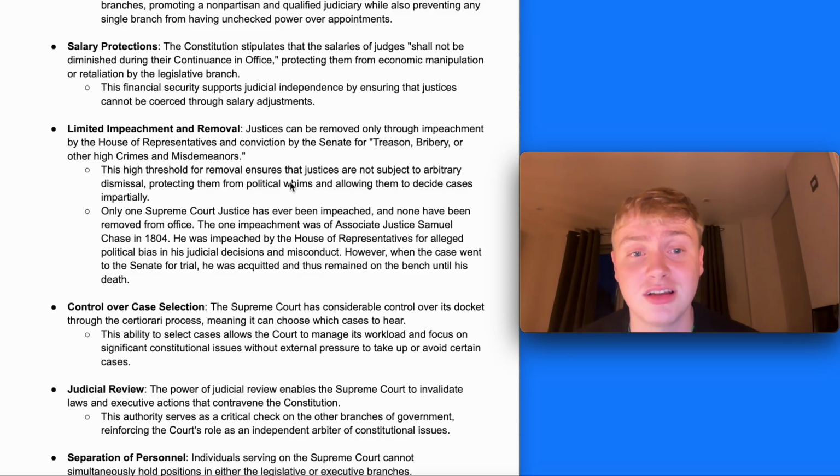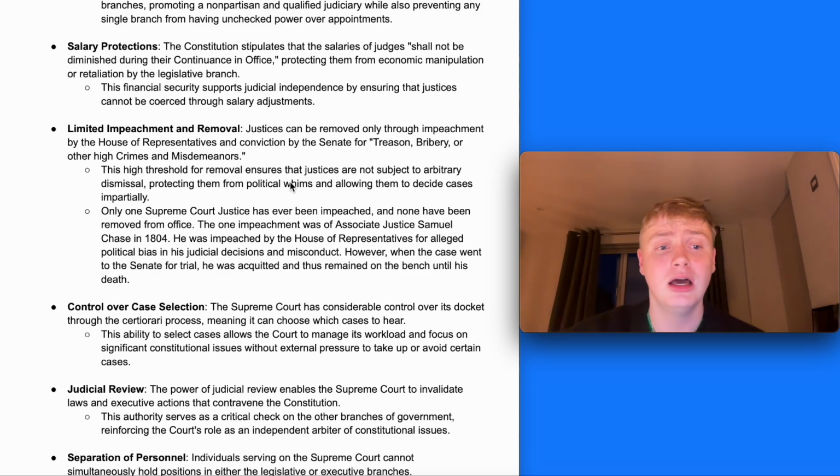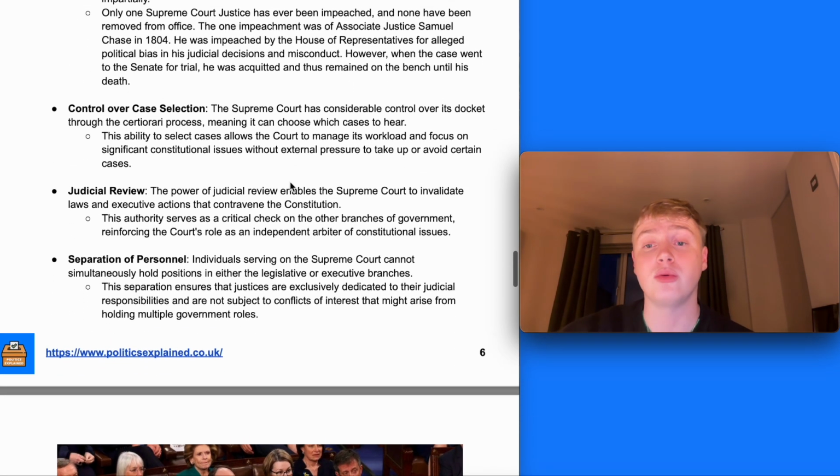Only one Supreme Court justice has ever been impeached, and none have been removed from office. The one impeachment was of Associate Justice Samuel Chase in 1804, and he was impeached for alleged political bias in his judicial decisions and misconduct. But when the case went to the Senate for trial, he was acquitted and thus remained on the bench until his death. Crucially, another key way that the Supreme Court is independent is that they have control over case selection.